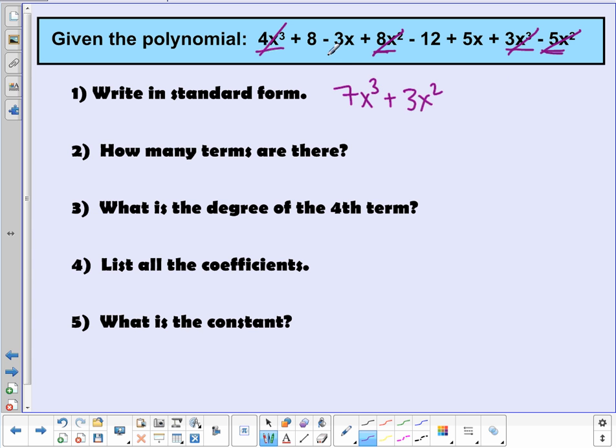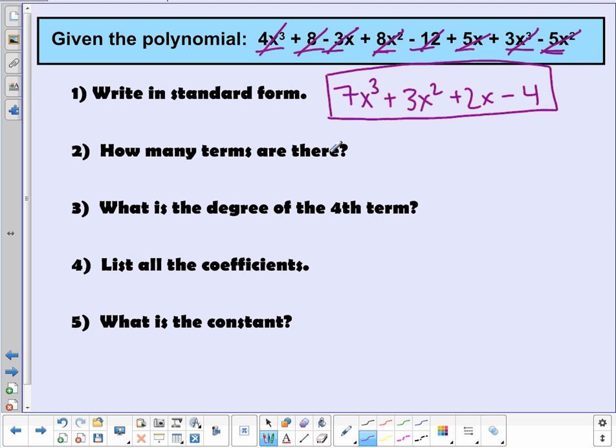Then x terms. I have -3, +5. -3 plus 5 is 2. So plus 2x. That's gone and that's gone. And last but not least, we have the constants. +8 minus 12. 8 minus 12 is -4. So -4 at the end there. Now I've taken care of all of those. That's my standard form polynomial there.